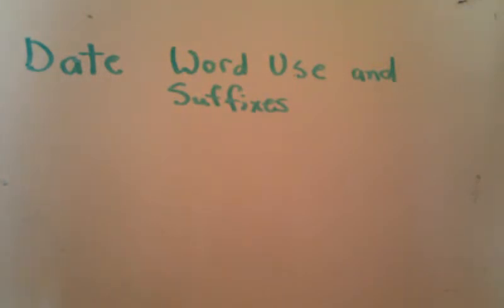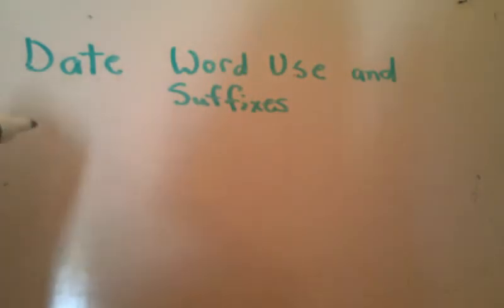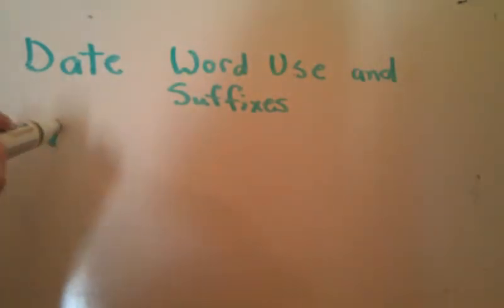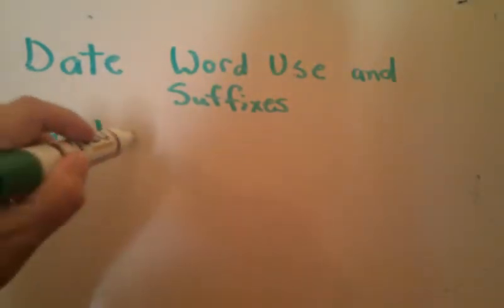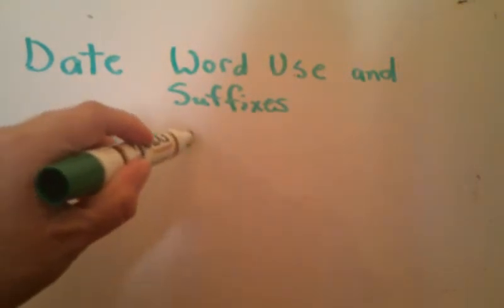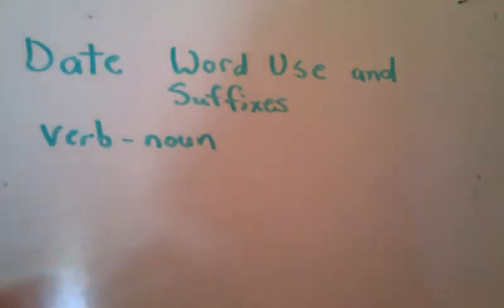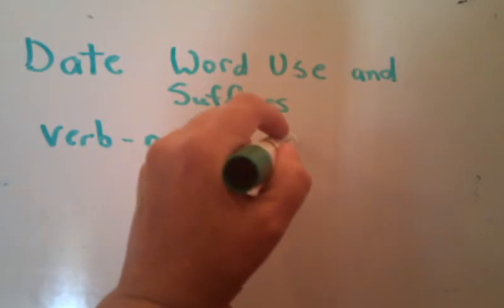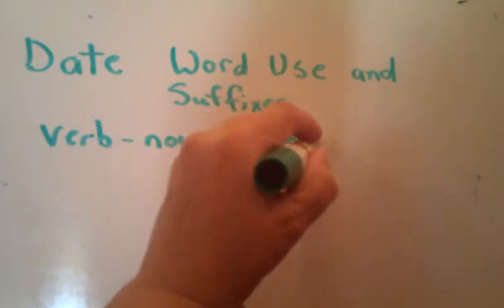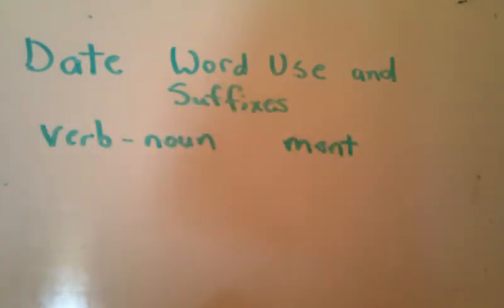Suffixes can change verbs to nouns. Did you know that? So if we want to change a word from a verb, an action word, to a noun, which is a person, place, or a thing, one of the common suffixes that we use would be ment. We would add M-E-N-T. Okay?